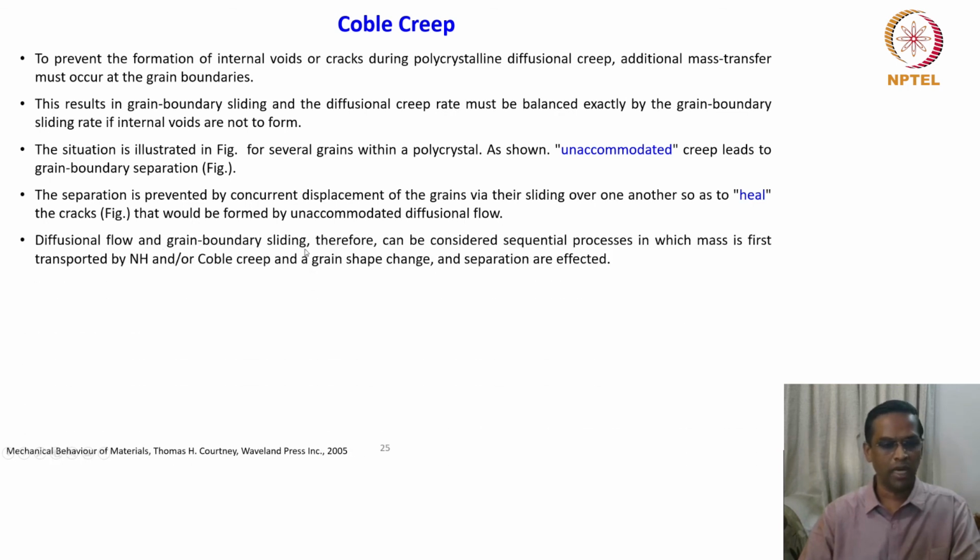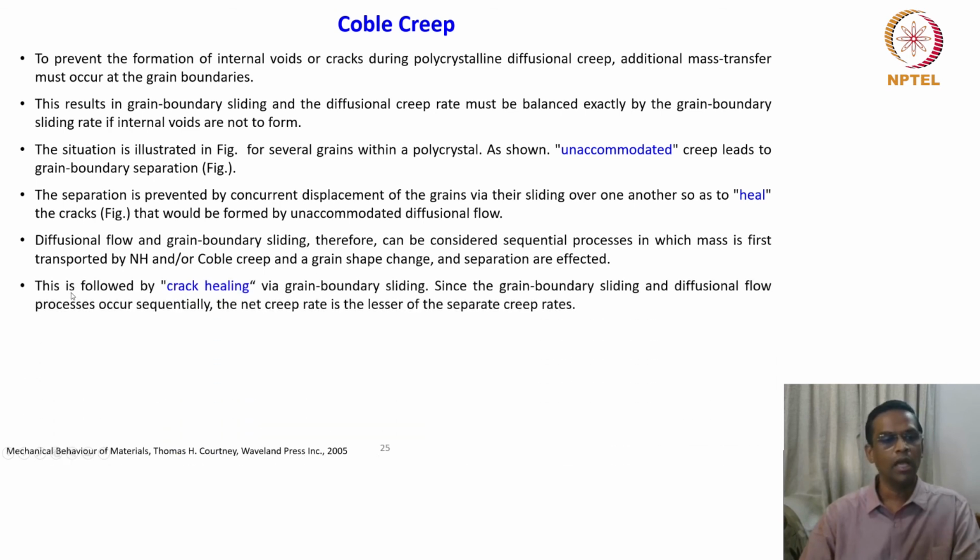Diffusional flow and grain boundary sliding, therefore, can be considered as sequential processes. First, diffusional flow causes the elongation and void formation, and the subsequent grain boundary sliding heals it. So there is no void formation after this. This is what it means. Mass is first transported by Nabarro-Herring creep and/or Coble creep, and a grain shape change and a separation are effected. So these are all the sequence of events. This is followed by crack healing via grain boundary sliding.